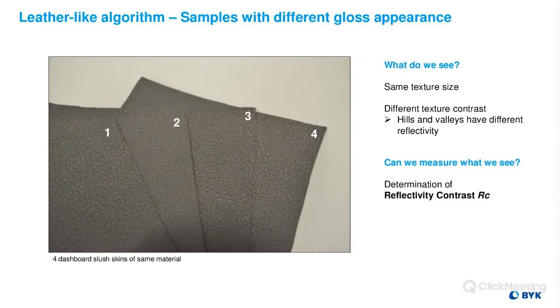So here's a set of 4 new samples. And the texture between the 4 different samples is more or less the same, but they look a little bit different visually despite having more or less the same topography. So this is where the reflectivity measurement comes in. The hills and valleys of these surfaces have different reflectivity from sample to sample, and that's what's causing us to see a visual difference in the appearance. So in order to control for this, in order to quantify it, we need to measure the reflectivity contrast, RC.